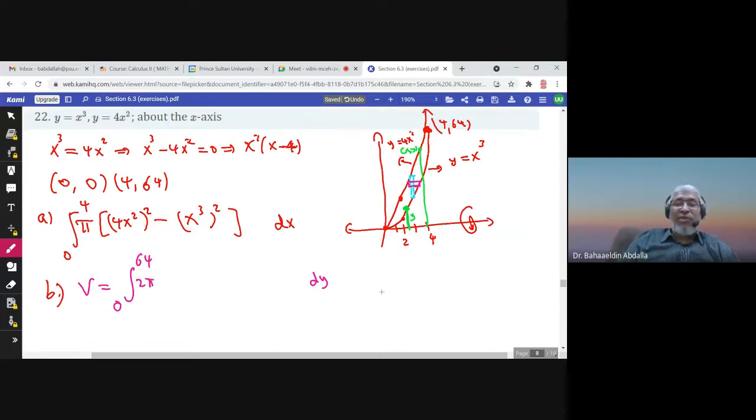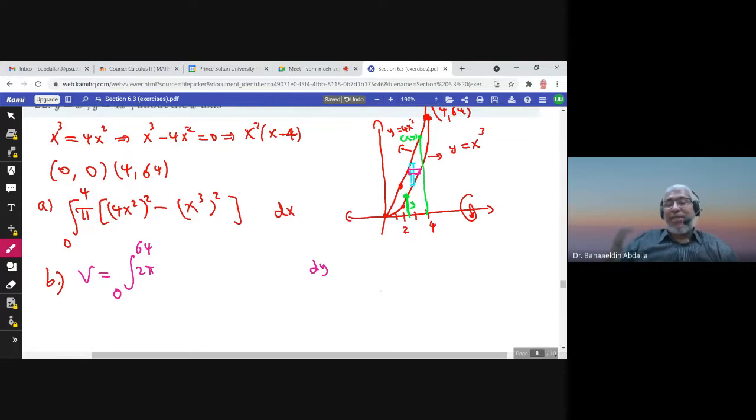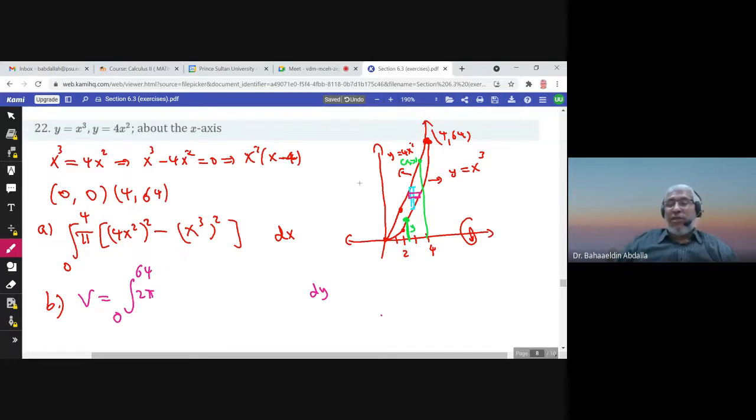2 pi times the radius. Where is the radius? From the rectangle to the axis of rotation. This is the y, not x. This is y times the length of this rectangle. The length is the curve to the right minus the curve to the left. The curve to the right is y equals x cubed, but we need to solve it for x, so x would be the cube root of y.